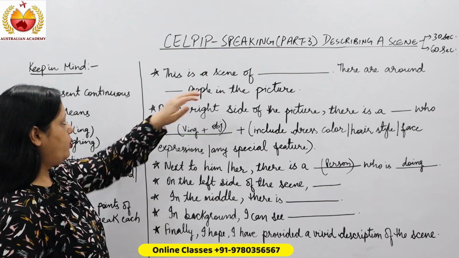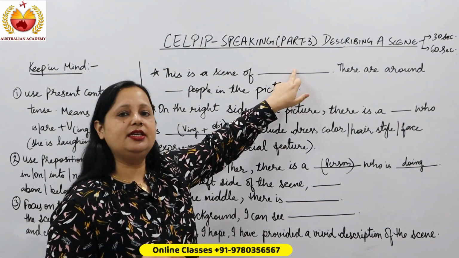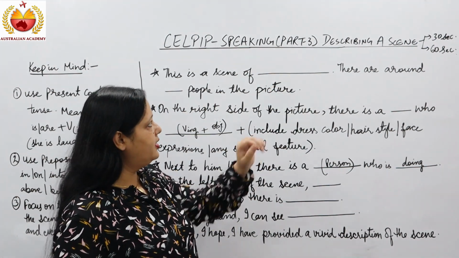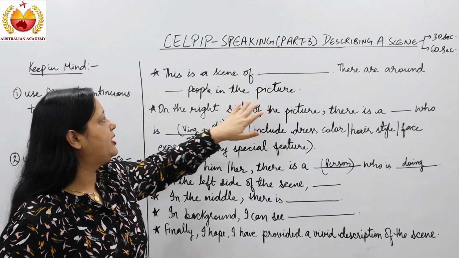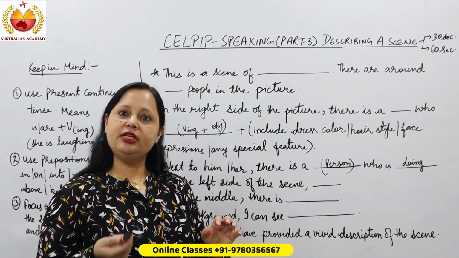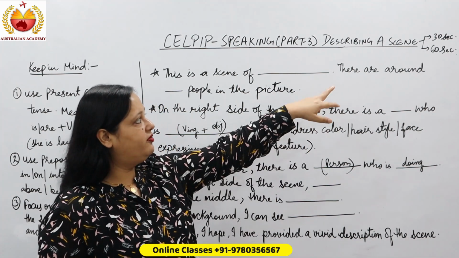So we are going to start with, this is the scene of. You need to explain the scene. This is a scene of a children's library. Okay, there are around 6 people in the picture. So might be 6 children in the picture, 5 to 6 people. So "approximately" can also very well be used.